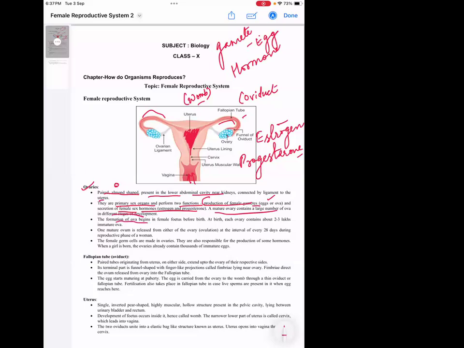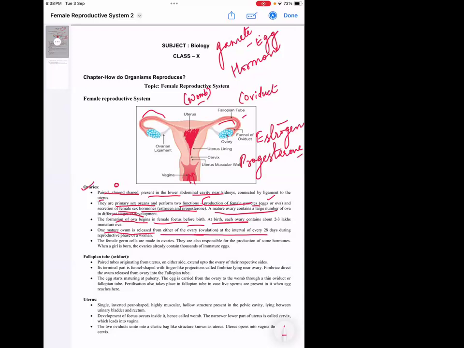A mature ovary contains a large number of ova in different stages of development. The formation of eggs begins in the female fetus before birth. At birth, each ovary contains about 2 to 3 lakh immature ova. So in a female, after birth, what do they have? They have so many eggs. But those eggs are actually useless, not of any work. But when they enter puberty or adolescence, it starts working for them. One mature ovum is released from either ovary at an interval of every 28 days.